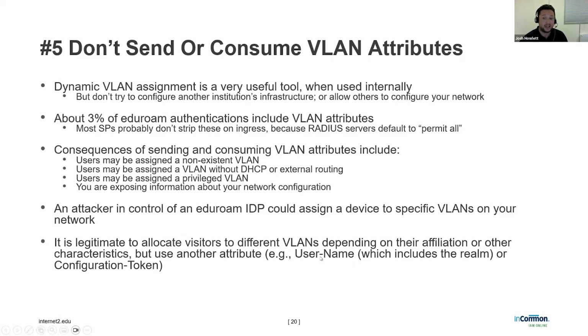So for example, the username attribute, which includes the realm. In that way, you can identify if a user is coming from a particular institution, so they should be placed onto a specific VLAN, or the configuration token attribute, which is an attribute that just allows you to send along a token, like an integer, and when the RADIUS server sees that integer value, they know to apply some form of policy, such as assign some VLAN to that user.